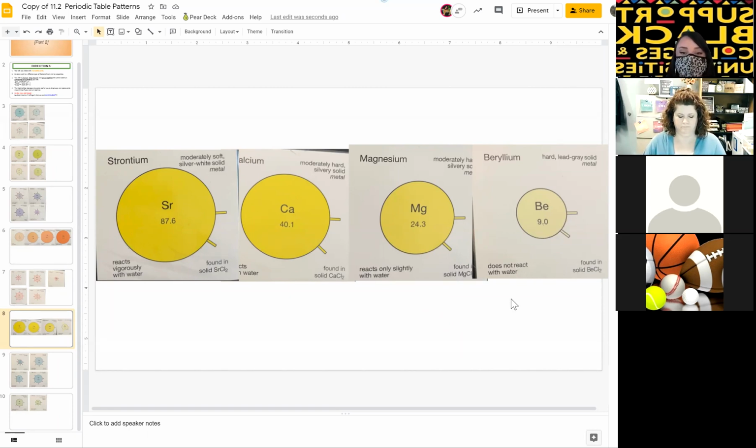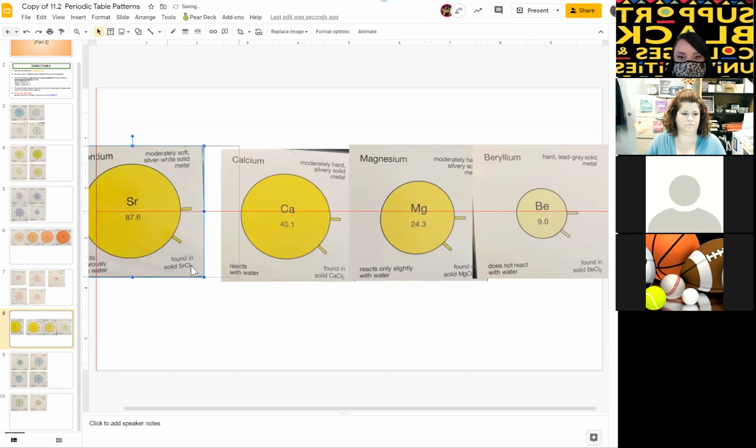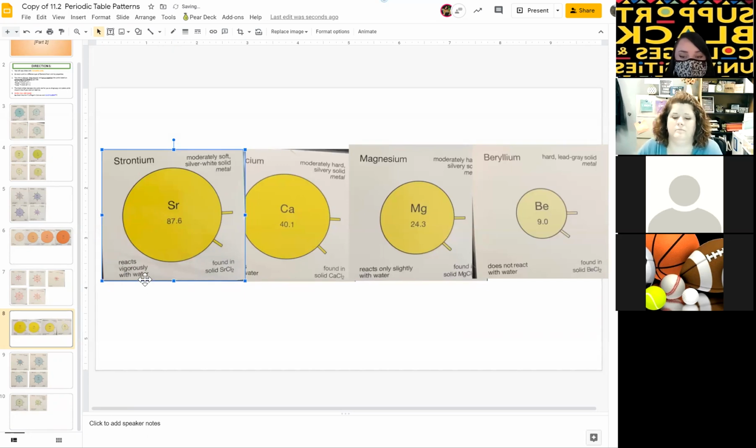All right, let's see if I can make some connections here with reactivity. So strontium is huge and has a really heavy weight, and it says it reacts vigorously with water. Beryllium is tiny and has a small weight and it doesn't react with water. So for these ones, as the weight gets larger and the atom gets larger, what happens to its reactivity? Is it more or less reactive as it gets bigger? More reactive, very good.